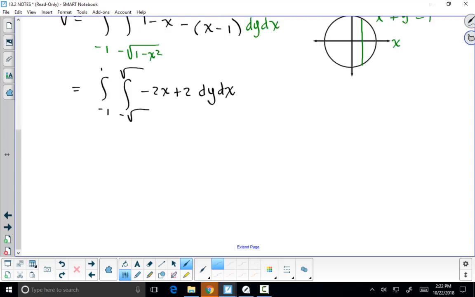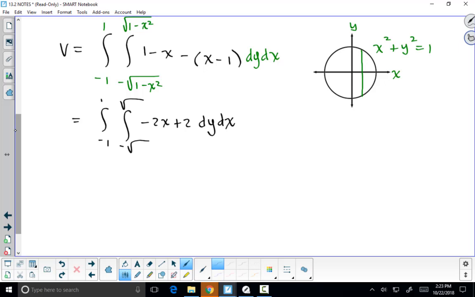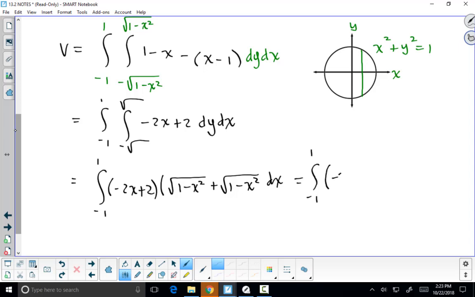Okay, so we get that. Now, is there a y in that integrand? No, no y. So what do we do with this inner pair of limits? Multiply by upper minus lower. So this is going to be negative 1 to 1, we have negative 2x plus 2. That's just a constant with respect to y. And then we have the upper square root minus the lower square root, but it's minus a minus, so it becomes plus. So we end up with this integral. That's going to be 2 times the square root of 1 minus x squared dx.